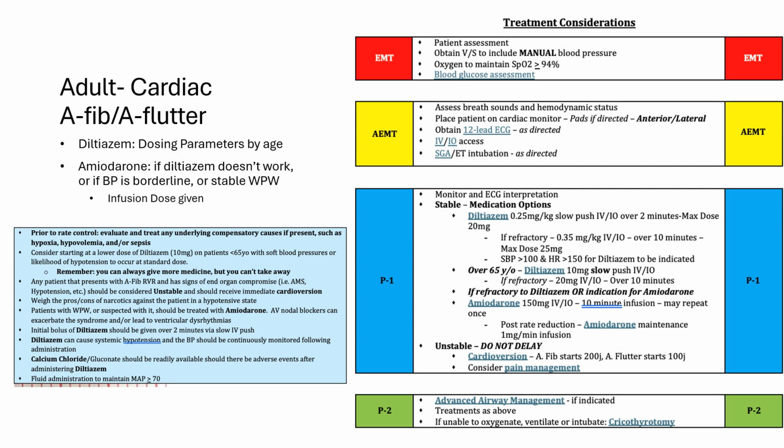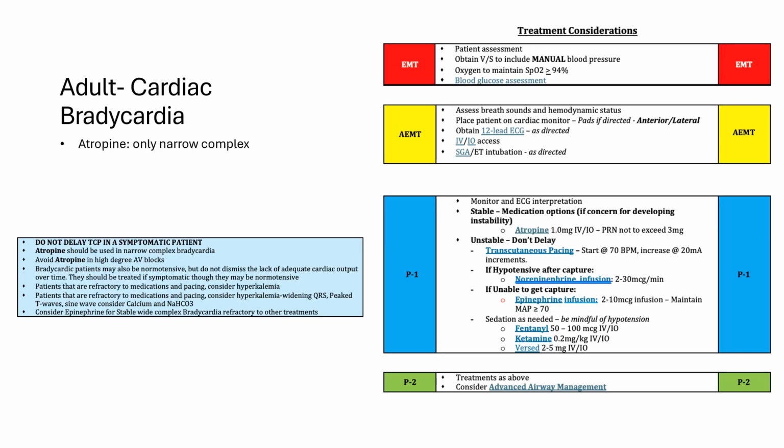Next slide. Oh, we do have an infusion dose of amio now. 1 mg per minute, just so you know. Okay. Look it up. Make sure you know it because if you convert someone on that drug, I want you to put them on a drip. Got it. All right. Bradycardia.